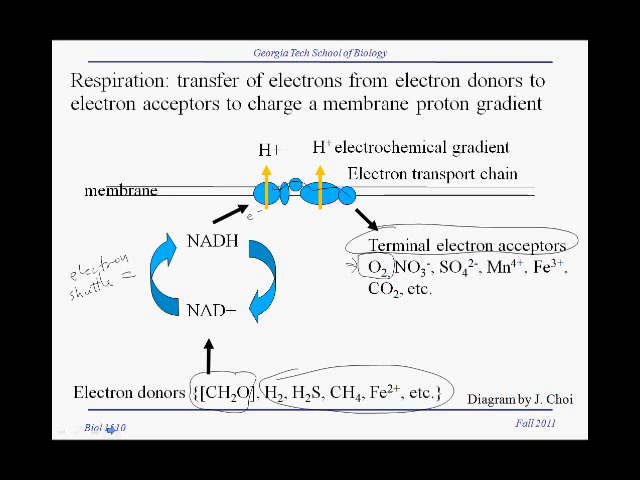So what's the point of the electron transport chain? The electron transport chain, instead of taking hydrogens from food straight to oxygen, breaks it up into a series of redox reactions, each with a smaller free energy change. And then these free energy changes are used to pump protons across the membrane. So the whole point of the electron transport chain is to generate a proton gradient across a membrane.